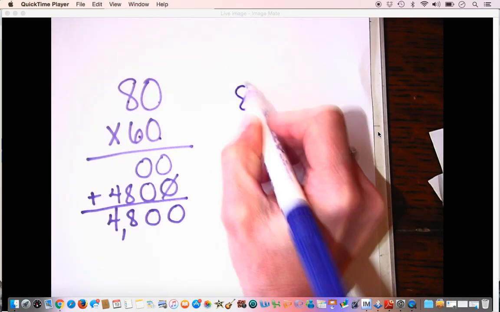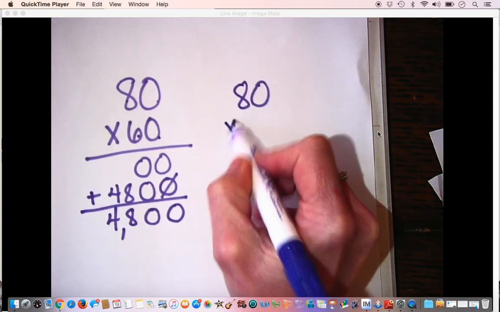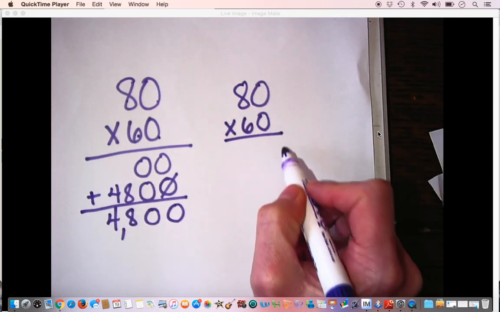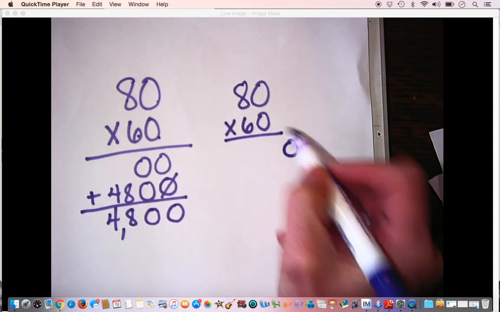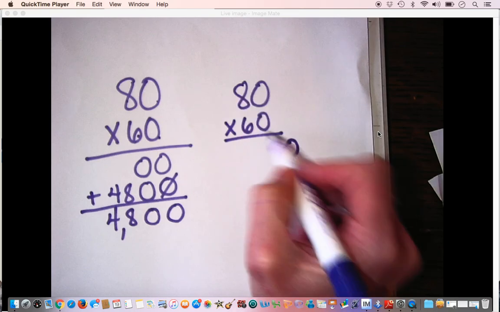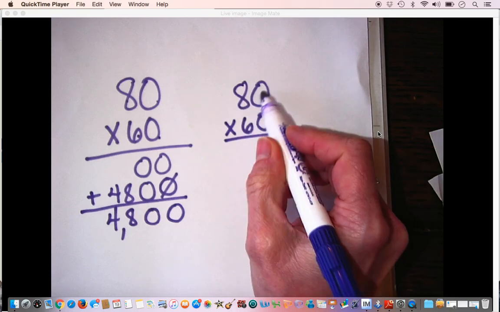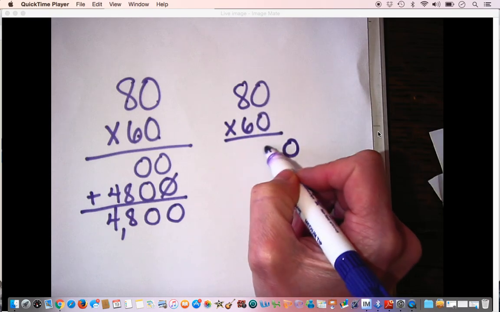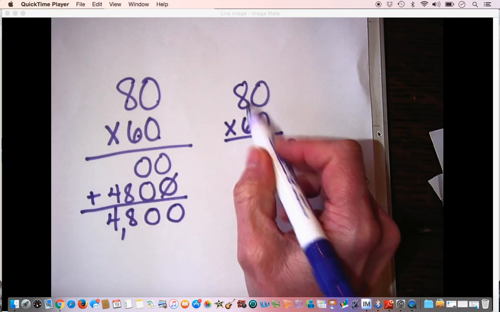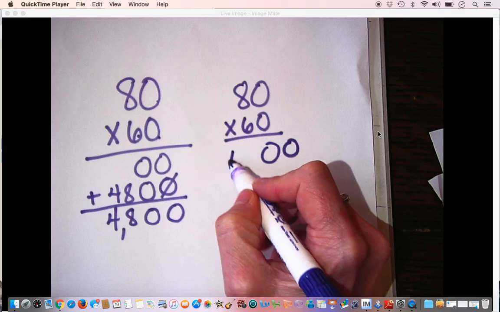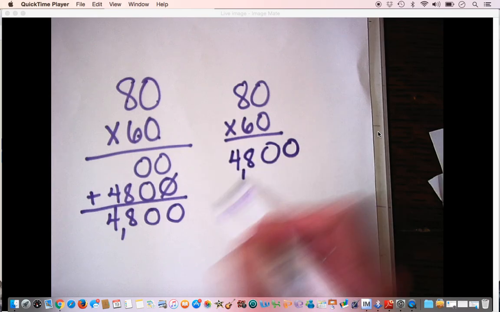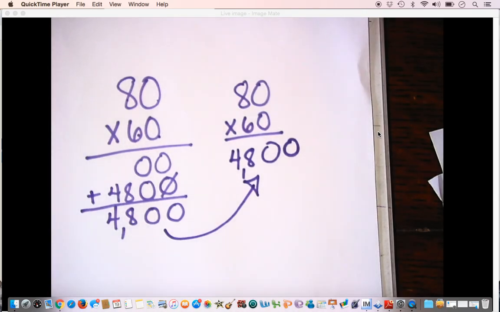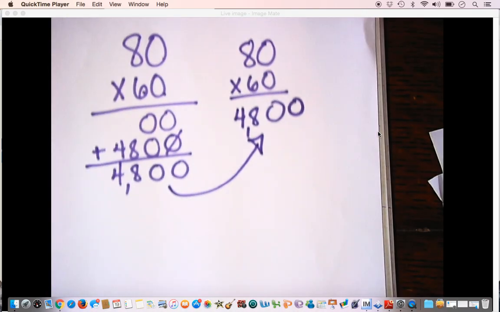Now, if I wanted to use my shortcut, I know that there's a 0 there, so I'm just going to put a 0 here. I know that everything there will equal a 0, and then I'm just going to multiply out the 6. So I have 6 times 0, and then I have 6 times 8, and that's 48. Do you see I get the same answer? Okay, so that was for the top part.